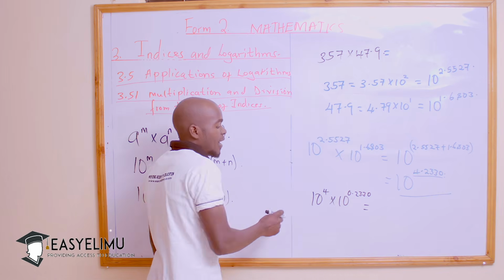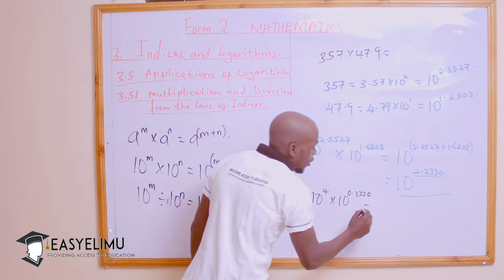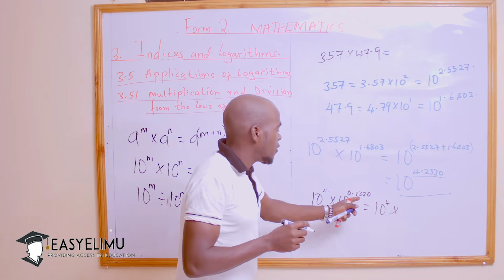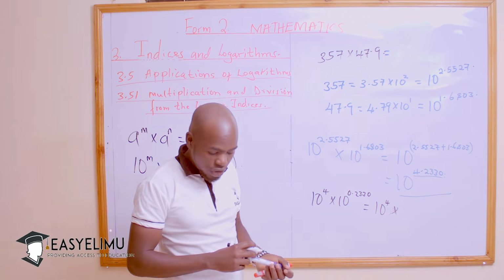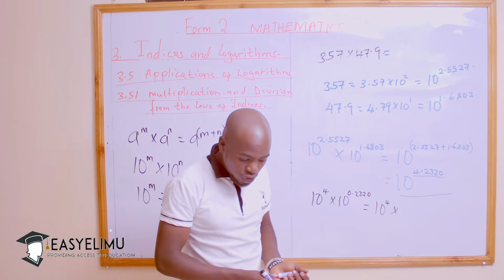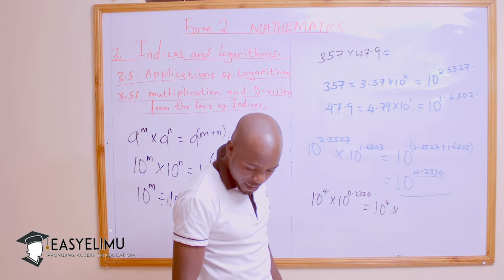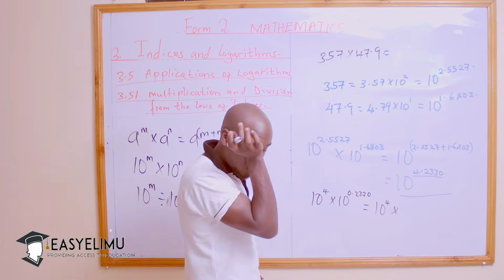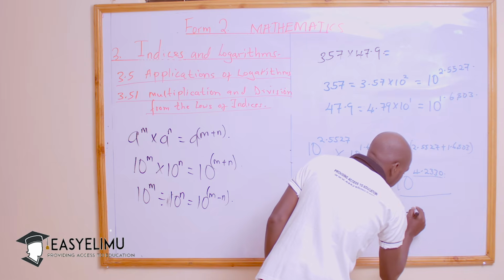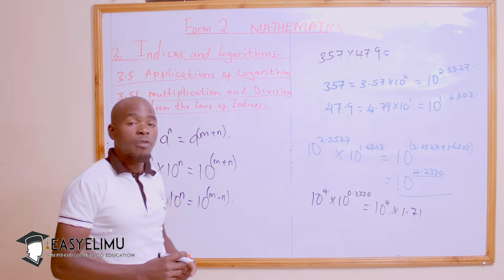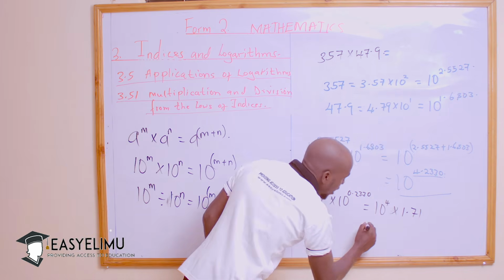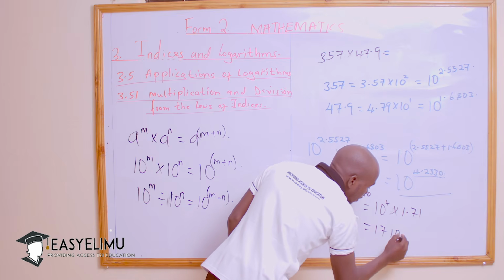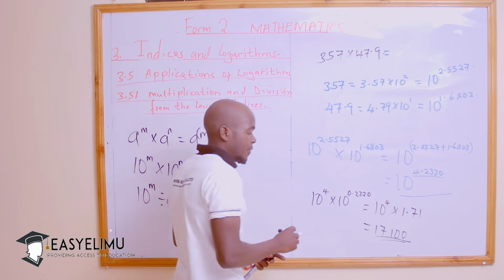And this one here first is 10 raised to 4. And now we are going to multiply by the anti-logarithm of 0.2330. Let's use the logarithm table to find it out. If you find it out, you will have 1.71. And if you multiply here, you are going to have 17,100. That is what you will find.